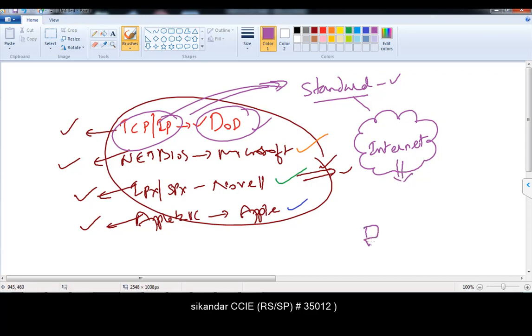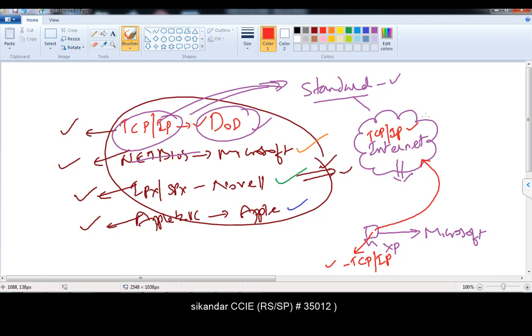So in case I'm using a Windows XP operating system, which is developed by Microsoft, it's a Microsoft operating system, so Microsoft by default supports NetBIOS. But if I want this Microsoft operating system to be able to connect to the internet and exchange information, then my device has to support the TCP/IP protocols, because the internet works on TCP/IP.